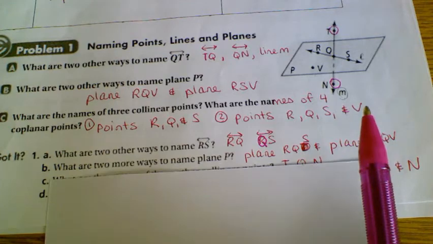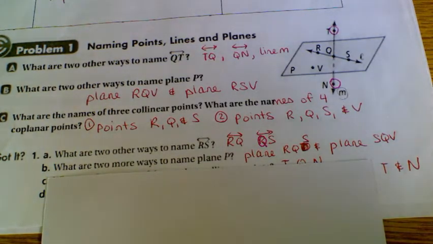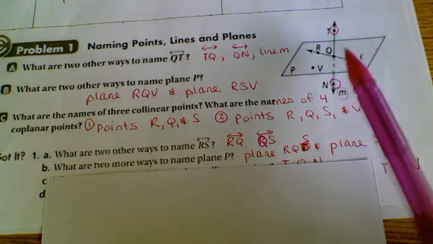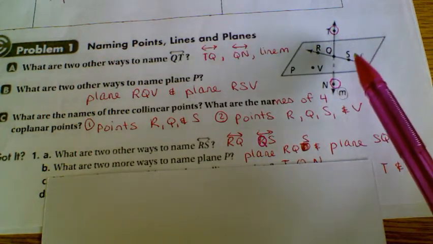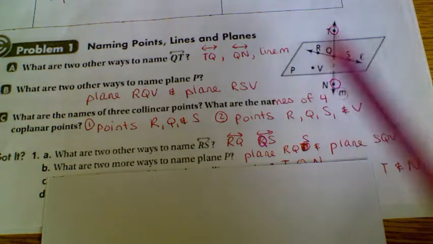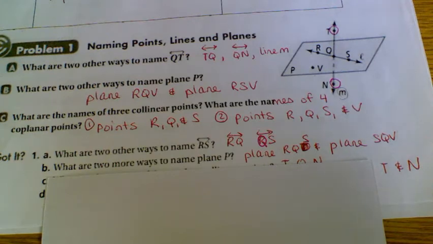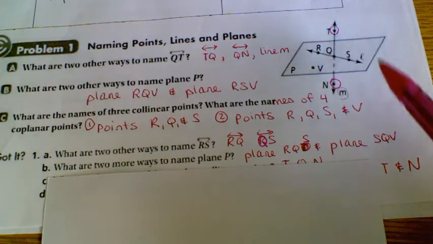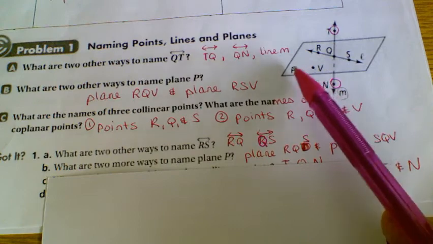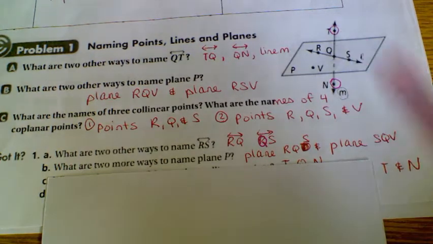What are 2 more ways to name plane P? We named a couple, but there's lots of combinations. So RQS, SQV, VQR, any of those combinations using 3 points on the plane. So you could not use L, you could not use P, and you could not use T or N.